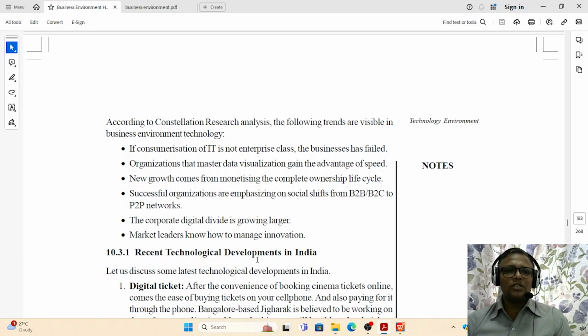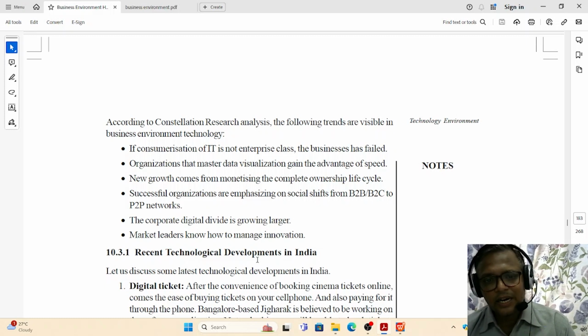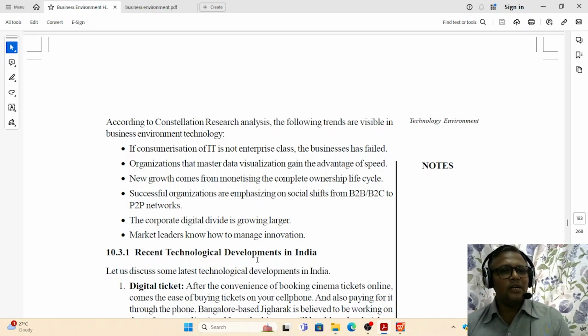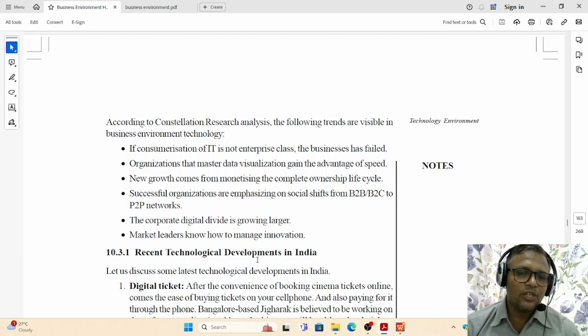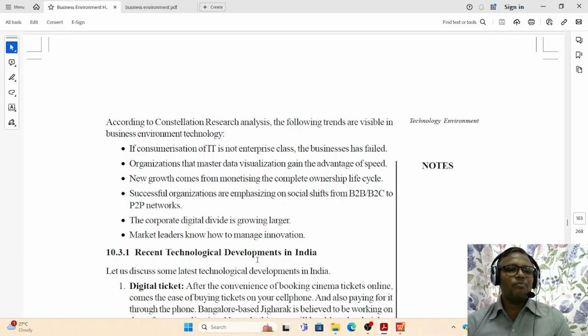First is the consumerization of IT, which is not enterprise class. The business has failed. Second, the organization that masters data visualization gains the advantage of speed. Third, new growth comes from monetizing the complete ownership life cycle. Fourth, successful organizations are emphasizing the social shifts from B2B, B2C to an E2P network. Fifth, the corporate digital divide is growing larger. Then the last is that market leaders know how to manage innovation.